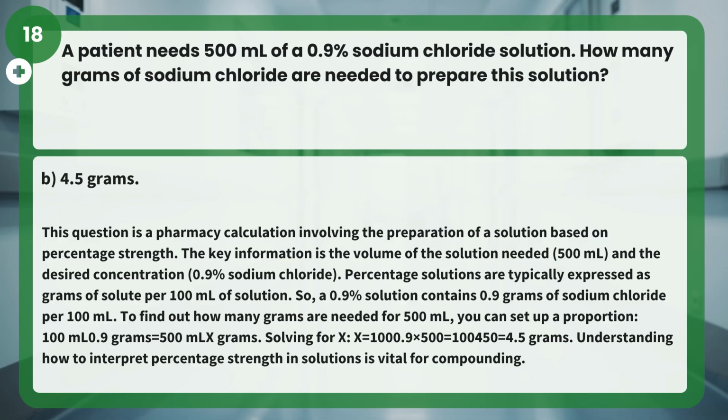To find out how many grams are needed for 500 milliliters, you can set up a proportion: 0.9 grams over 100 ml equals x grams over 500 ml. Solving for x, x equals (0.9 times 500) divided by 100, equals 450 divided by 100, equals 4.50 grams. Understanding how to interpret percentage strength in solutions is vital for compounding.